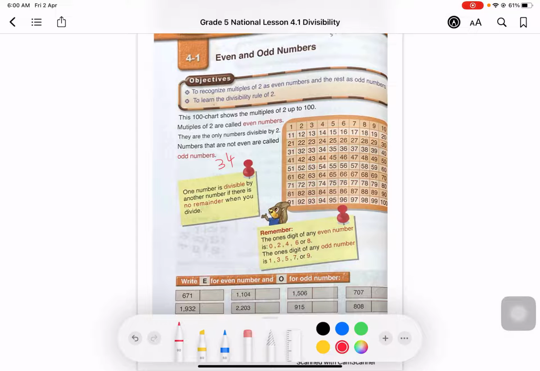So we know what is the rule of divisibility by 2. They draw for us the 100 chart, which shows the multiples of 2 up to 100. If you skip count 2, 4, 6, 8, 10 until 100, skip by 2s, we call these numbers multiples of 2. All multiples of 2 are even numbers.